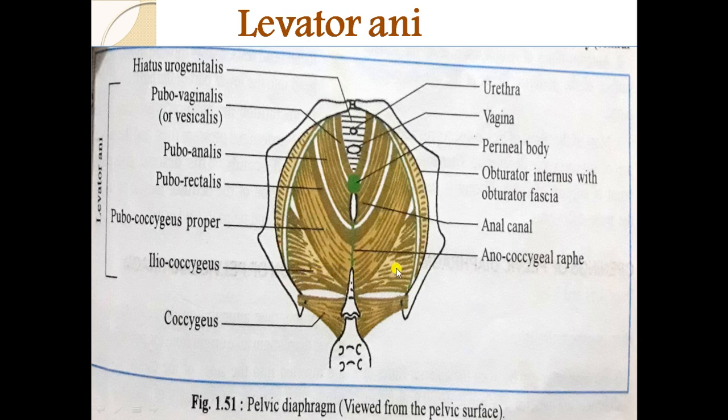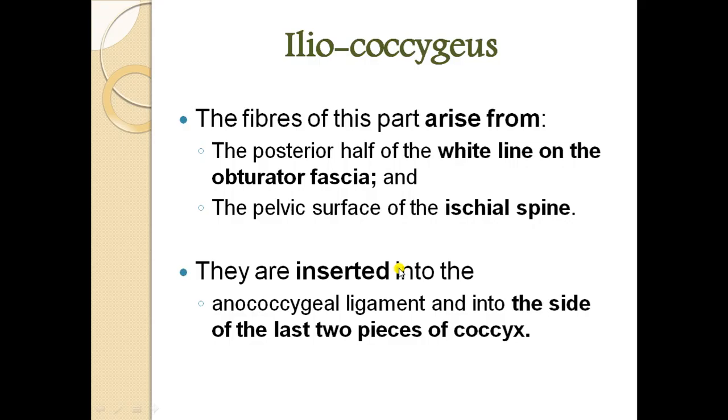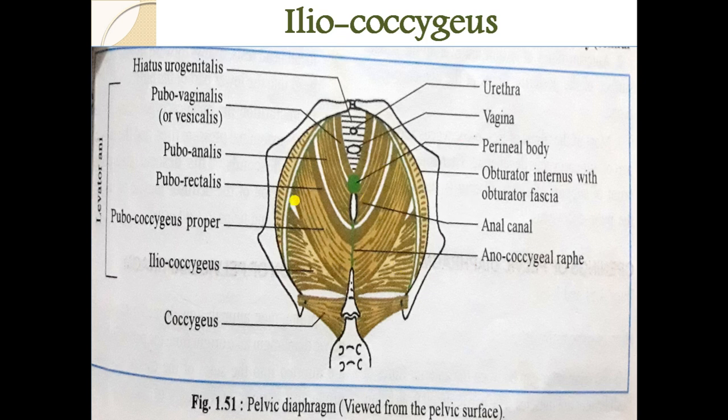Now we'll see iliococcygeus muscle. Iliococcygeus muscle arises from the posterior part of white line and pelvic surface of ischial spine. Then these fibers descend downwards, backwards, medially. Next it is inserted into the lower two pieces of coccyx bone and anococcygeal raphe. So this is about the iliococcygeus muscle.